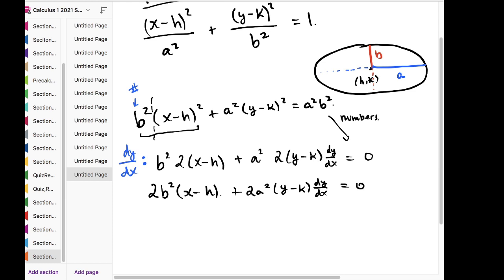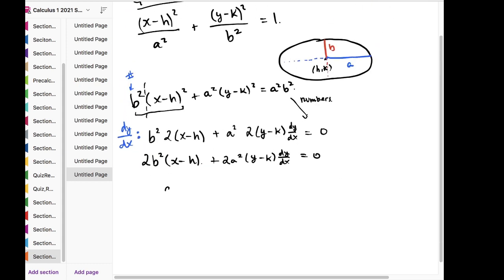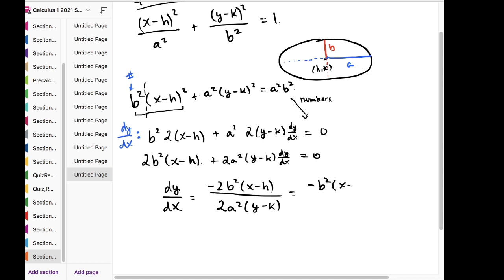Okay, so solving. What do we get? From here, it's just solve for it. Negative 2b squared (x minus h) over 2a squared (y minus k). So it's negative b squared (x minus h) over a squared (y minus k). Okay, cool.